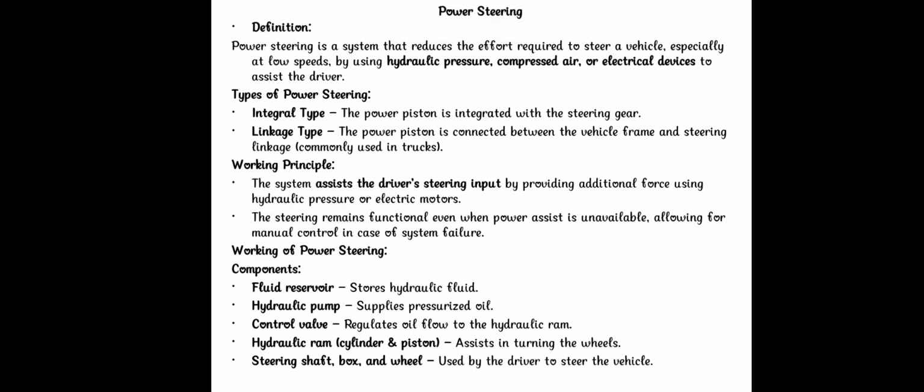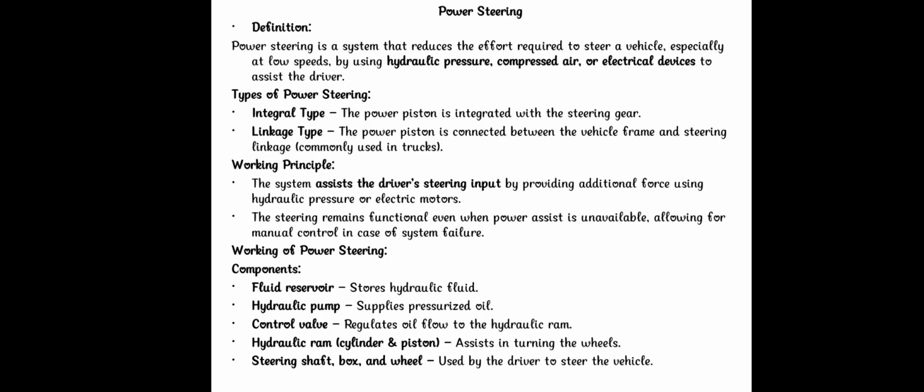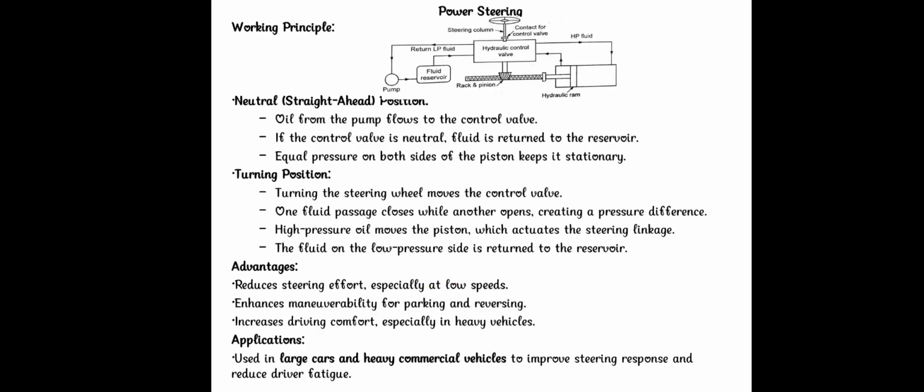The working of power steering involves components like the fluid reservoir, hydraulic pump, control valve, hydraulic ram, cylinder and piston, steering shaft, box and wheels. The fluid reservoir stores the hydraulic fluid for the power steering. The hydraulic pump supplies the pressurized oil. The control valve regulates the oil flow to the hydraulic ram. Then the hydraulic ram assists in turning the wheels. The steering shaft, box and wheel are used by the driver to steer the vehicle.